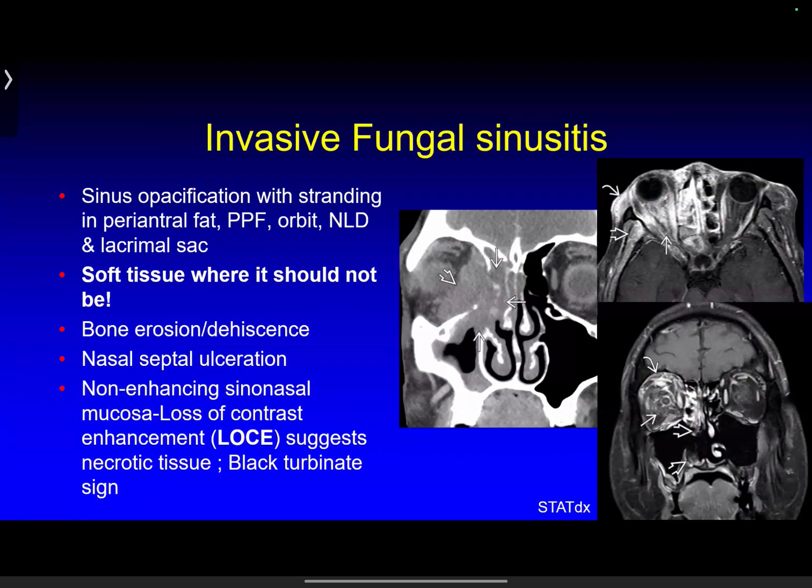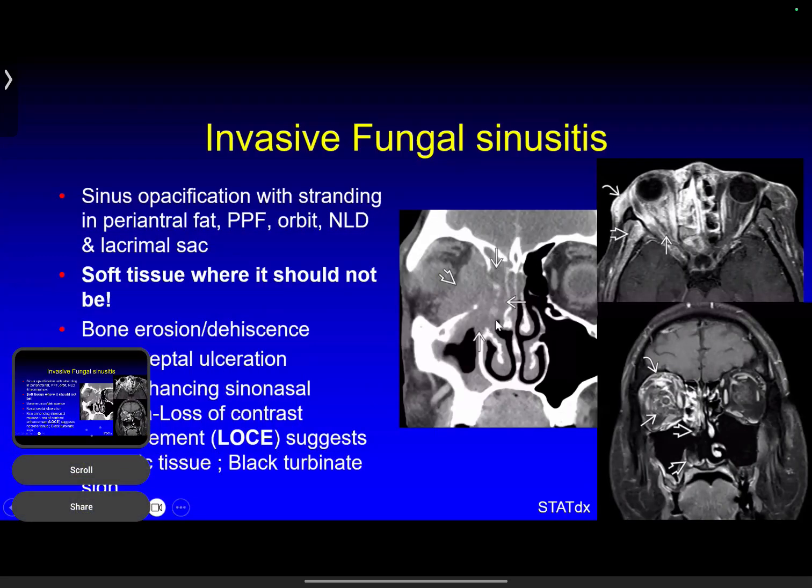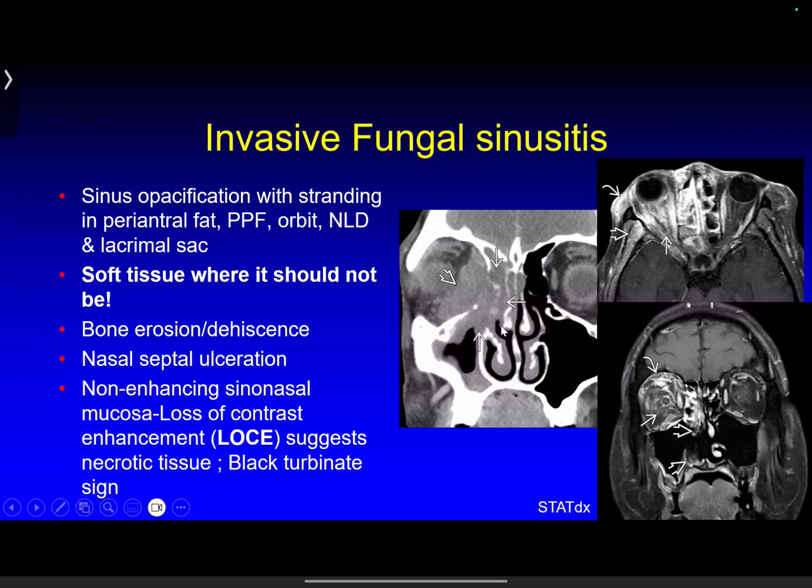So the imaging findings will include sinus opacification with stranding in the periantral fat. It could be in the pterygopalatine fossa, in the orbit, along the nasolacrimal duct, the lacrimal sac. Basically, soft tissue where it should not be is a red flag. You may see bone erosion, dehiscence, nasal septal ulceration. In this coronal CT, you can see diffuse mucosal thickening and extensive opacification of the right mastoid air cells, bony erosion along the lamina papyracea and septi of the ethmoid sinus, extensive soft tissue infiltration of the adjacent orbit.